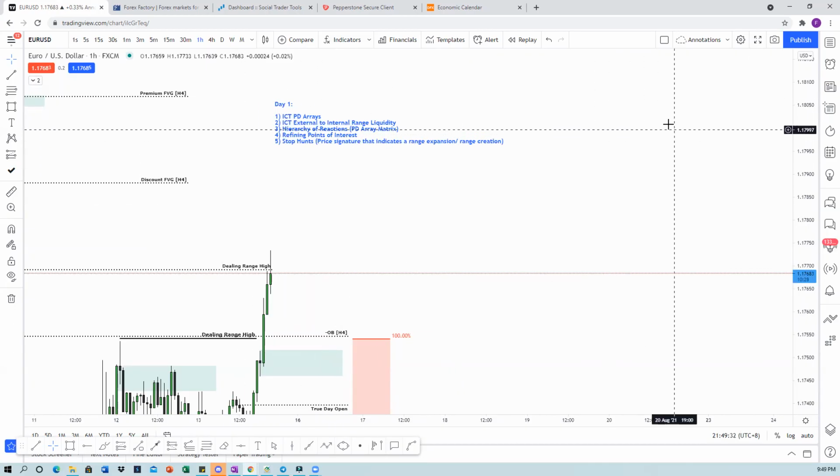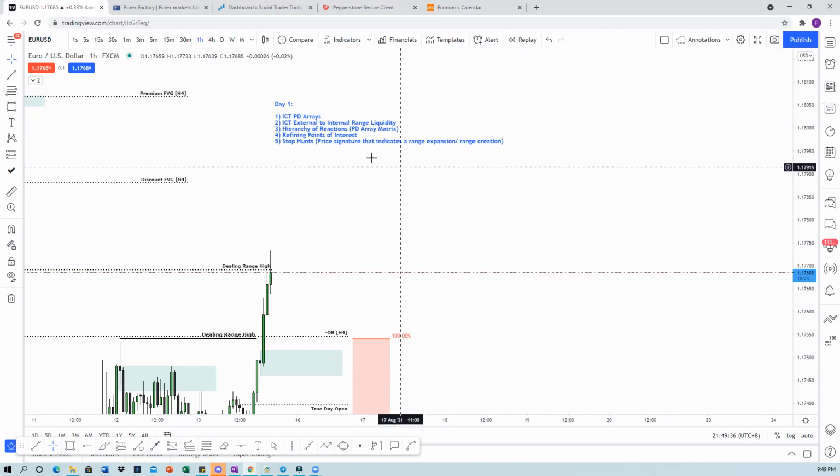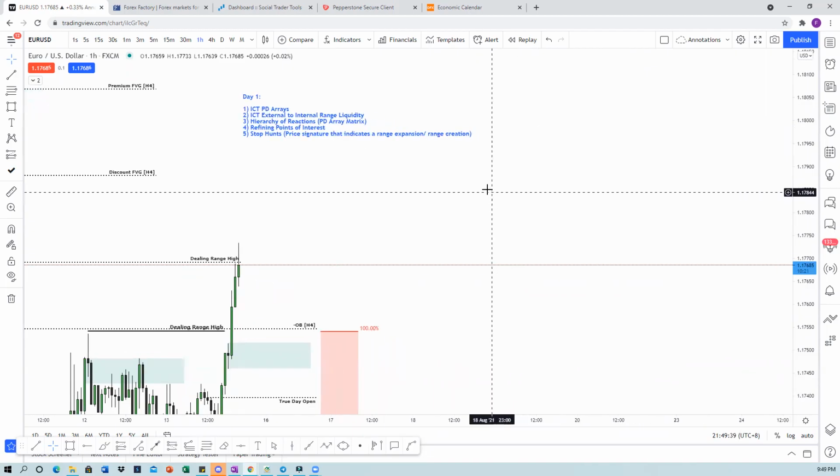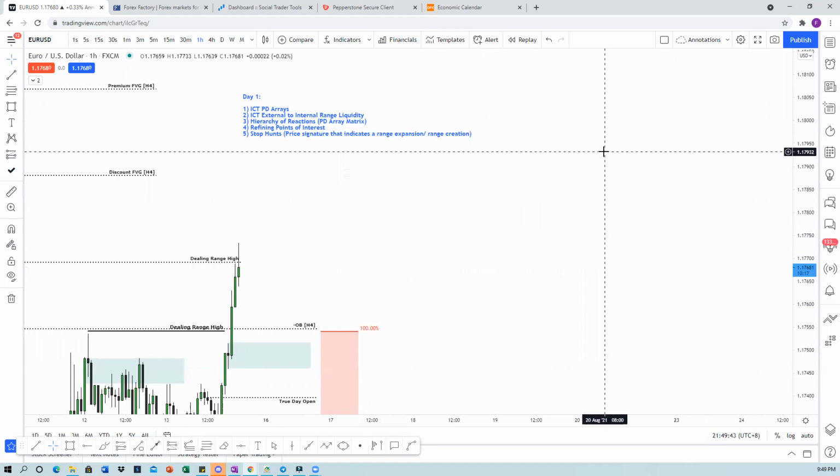Stop hunts. So on stop hunts, it is a price signature that indicates a range expansion or range creation. So stop hunts, as I just said, indicates range creation, right? So in terms of range creation or range expansion, a stop hunt is essentially the beginning portions of an institutional swing high or an institutional swing low. Now, why am I saying institutional swing high, institutional swing low?